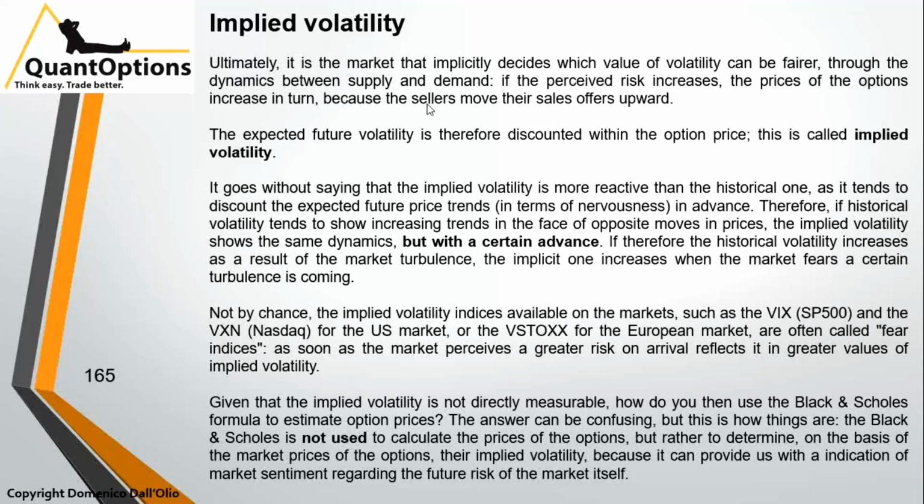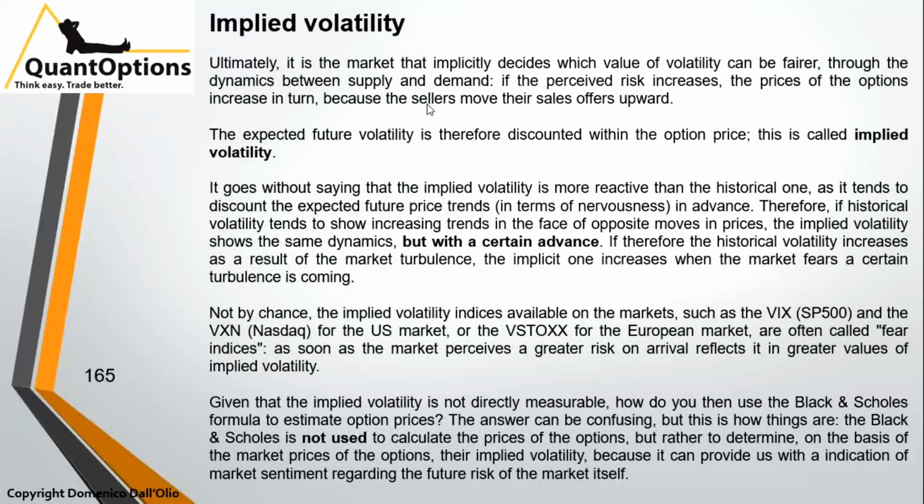Not by chance, the implied volatility indices available on the markets, such as the VIX for the S&P 500, the VXN for the Nasdaq, or the VSTOXX for the European market, are often called fear indices. As soon as the market perceives a greater risk on arrival, it reflects it in greater values of implied volatility.